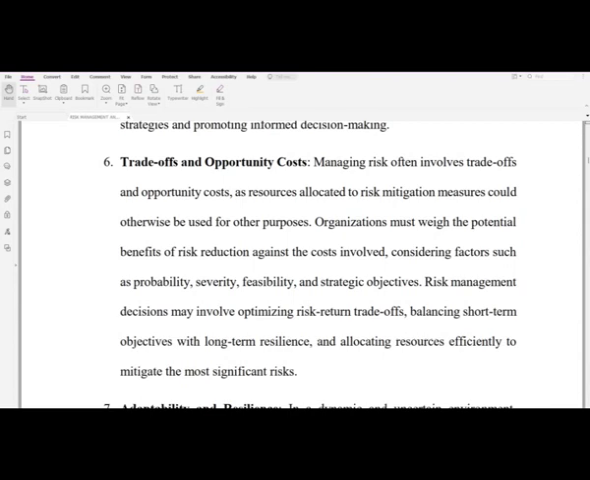Management of risk here, as highlighted earlier, involves trade-off and opportunity cost. From our basic knowledge in economic terms, opportunity cost means we have decided to jettison a definite option for another, as resources allocated to risk mitigation measures could otherwise be used for other purposes. Therefore, organizations need to weigh the potential benefits of risk reduction against these costs, such as the probability, the severity, feasibility, as well as strategic objectives.